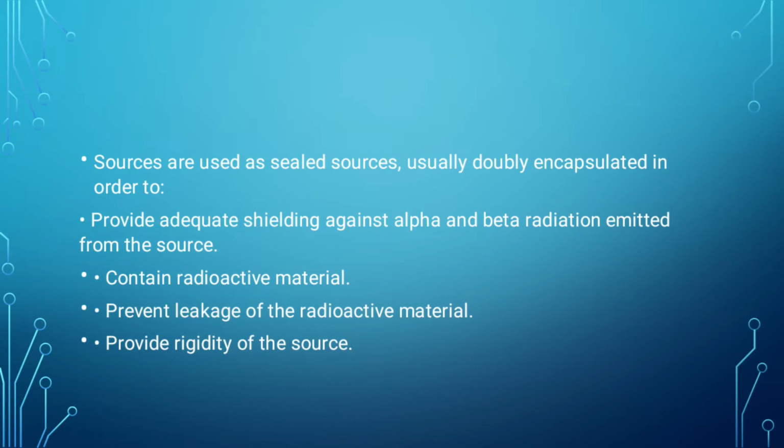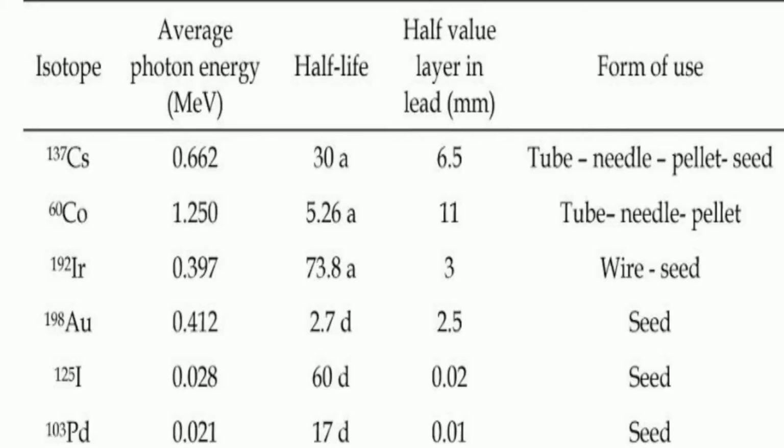Sources are used as sealed sources, usually doubly encapsulated in order to provide adequate shielding against alpha and beta radiation emitted from the source, contain radioactive material, prevent leakage of radioactive material, and provide rigidity for the source. These are some radioisotopic sources with average energy, half-life, half-value layer, and form of use.